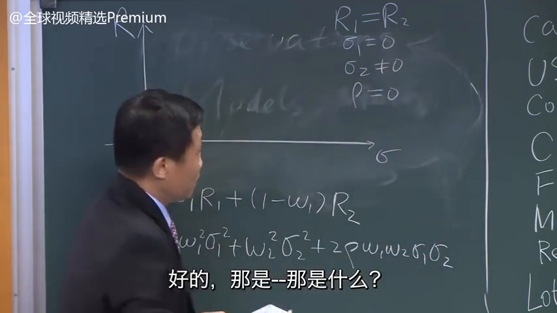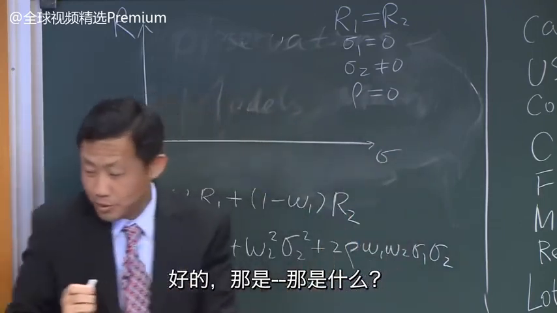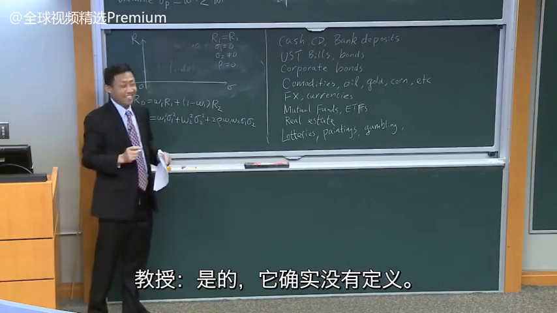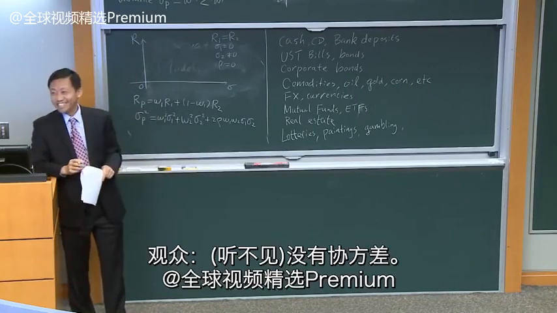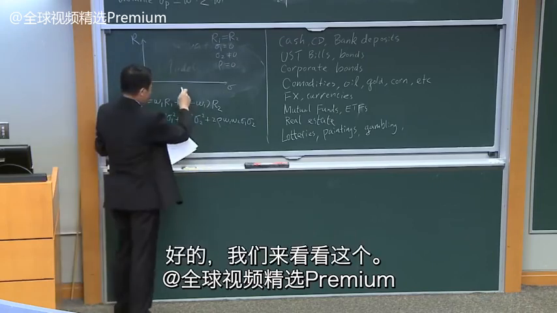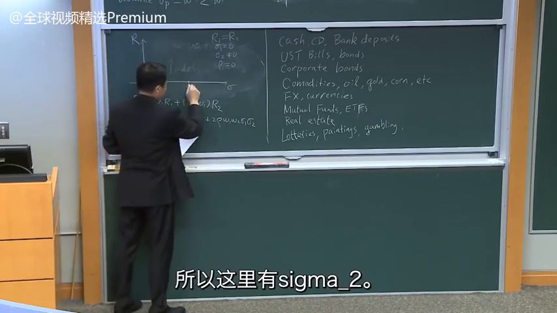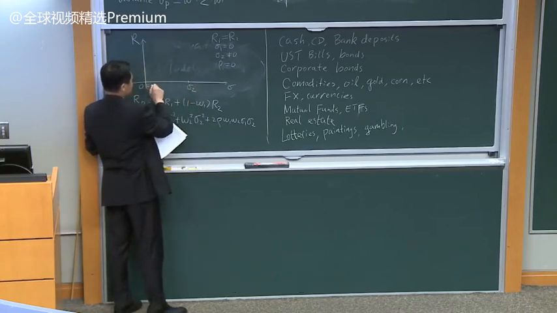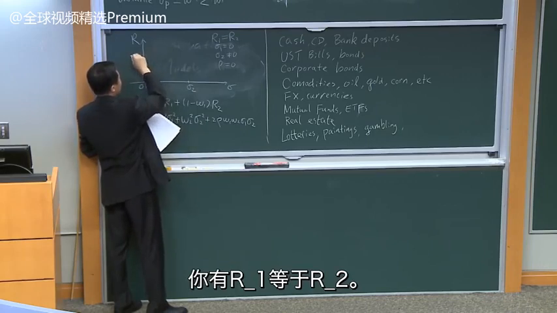Okay, so what is it? It's really undefined. Yes. No covariance. Yeah, that's right. Okay, so let's look at this. So you have sigma 2 here. Sigma 1 is 0. And you have R1 equal to R2.